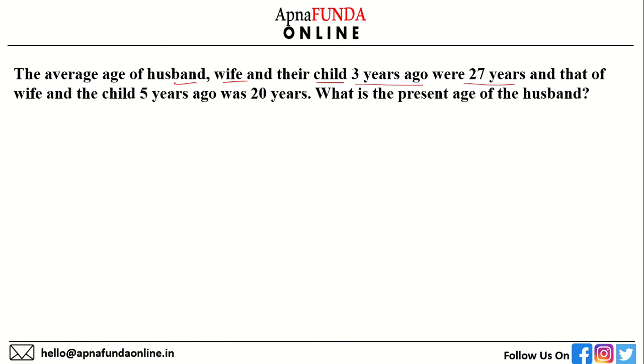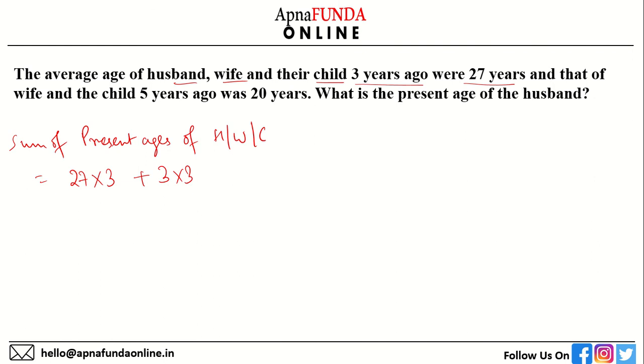We know that the average age of husband, wife, and child 3 years ago was 27 years. Let us focus on the present ages from the first line. The sum of the present ages of husband, wife, and child will be 27 years into 3, correct? But that was 3 years ago, so plus 3 years into 3. I hope you are able to understand this equation.